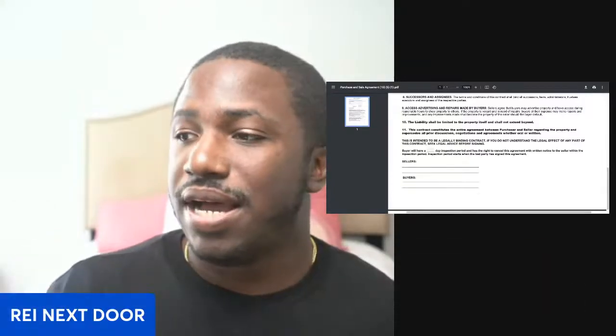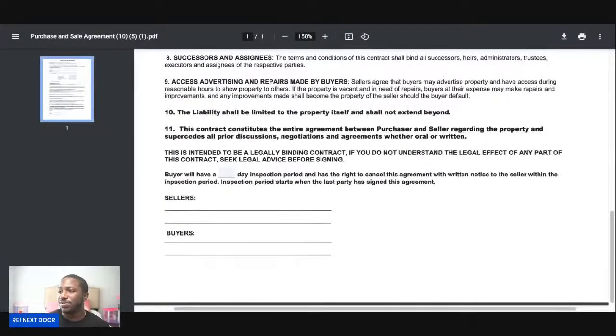But anyways, let's go. This contract constitutes the entire agreement between the purchaser and seller regarding the property, supersedes all prior discussions, negotiation. That means all that verbal stuff don't mean nothing, right? Whatever is written right here is what means something. All that verbal stuff don't mean nothing.